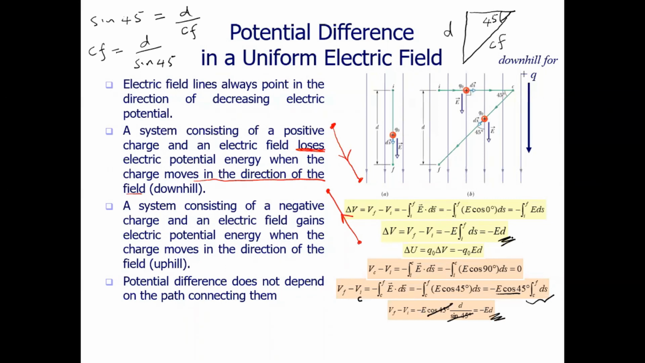So it doesn't matter whether you have used this path here, or you've gone from there up to there, then from there up to there. As long as the initial and the final are the same, then the change in the electric potential will be the same.